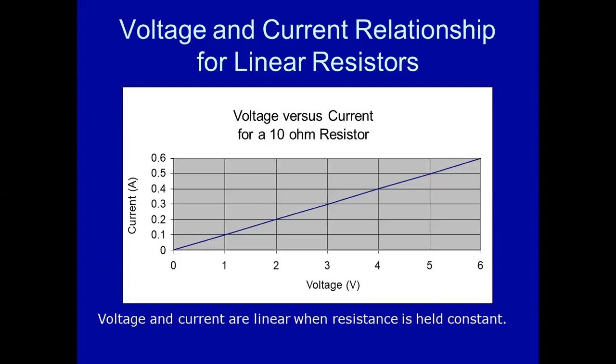So we have the voltage-current relationship for linear resistors. As you can see here, your voltage is the independent variable on the x-axis, while your current is the dependent variable. As your voltage increases, your current increases. Voltage and current are linear when resistance is held constant.